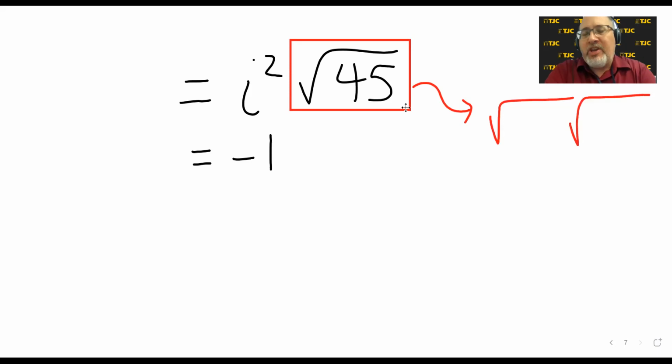Can you think of a multiplication problem equal to 45, where one of the numbers I can square root? How about 9 times 5?